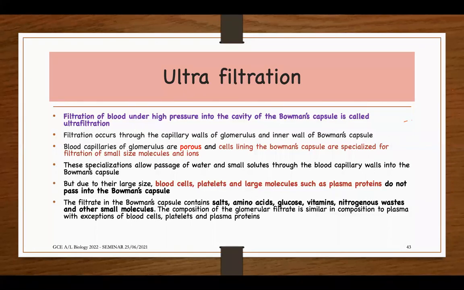But large particles like plasma proteins, platelets and blood cells, because they are large in size, can't go through the pores into the Bowman's capsule. Therefore, they will remain. Everything except blood cells, platelets, and large molecules, like salts, amino acids, glucose, vitamins, nitrogenous waste, and all the other small substances similar to the composition of plasma, will go into the Bowman's capsule as the glomerular filtrate, and this process of filtration is what you call ultrafiltration. Okay, I hope that is clear now.